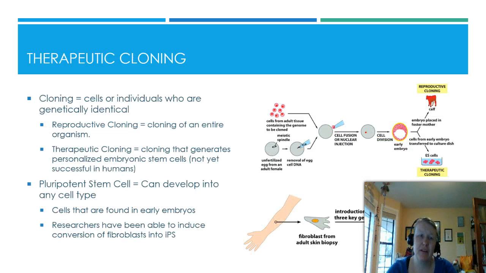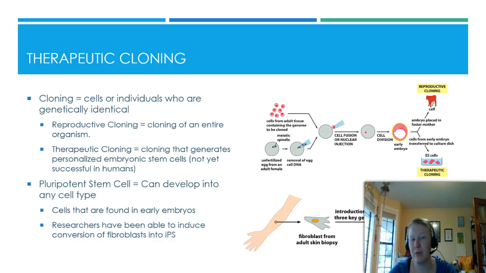So let's wrap this up by talking about therapeutic cloning. We've talked a lot about this in class throughout the semester. How do we treat disease and how do we handle these kinds of things? And so therapeutic cloning is one area that we're looking at for this. Now let's go back to our basic definition of cloning. Cloning is cells or individuals that are genetically identical. And so in this case, we're going to talk a lot more about cells.